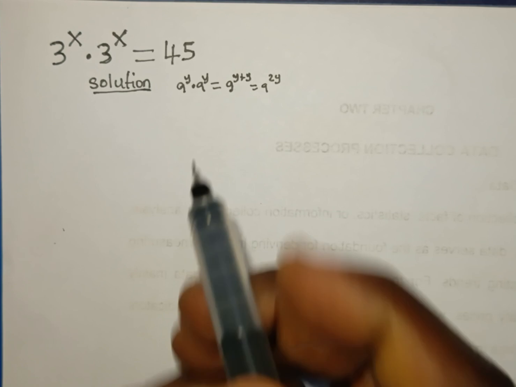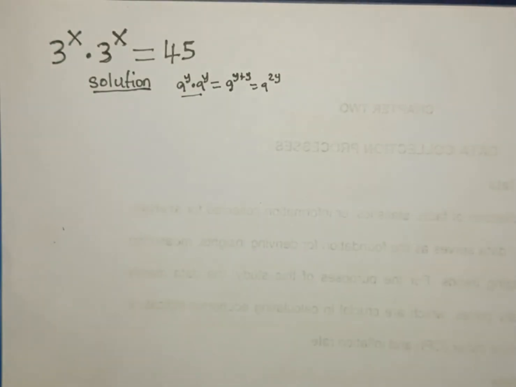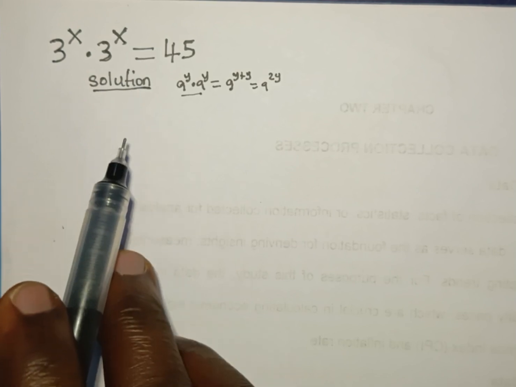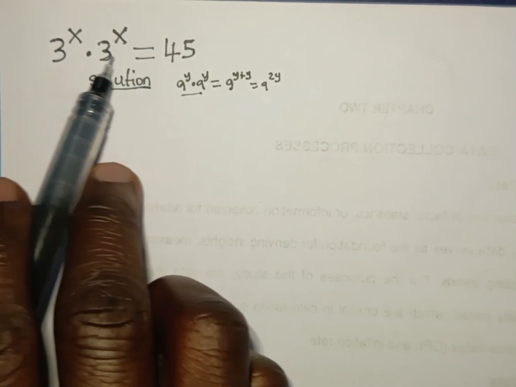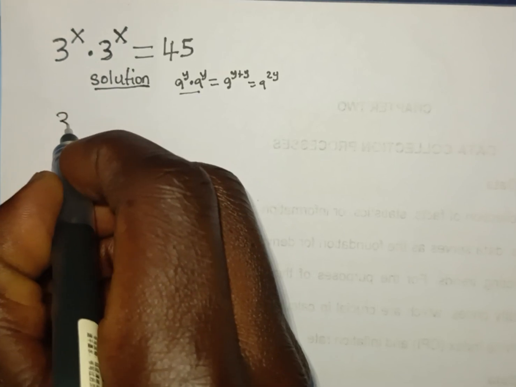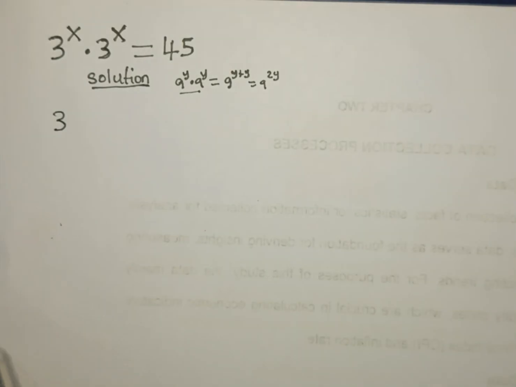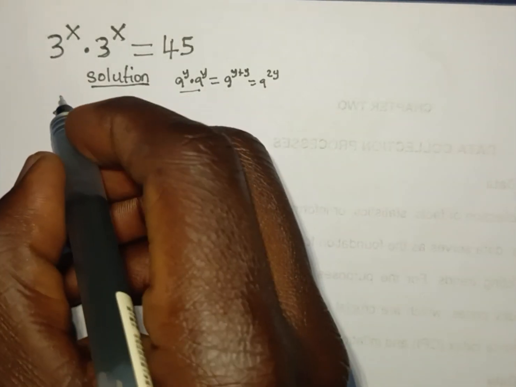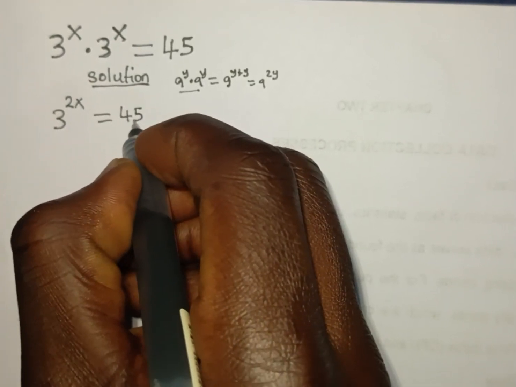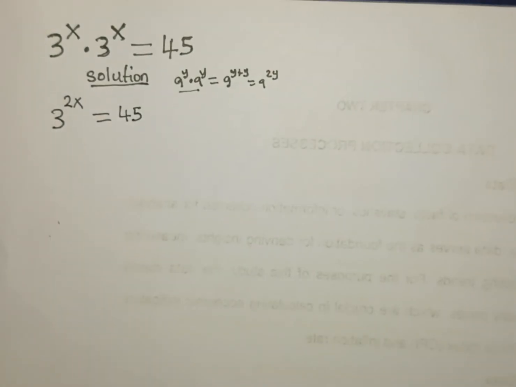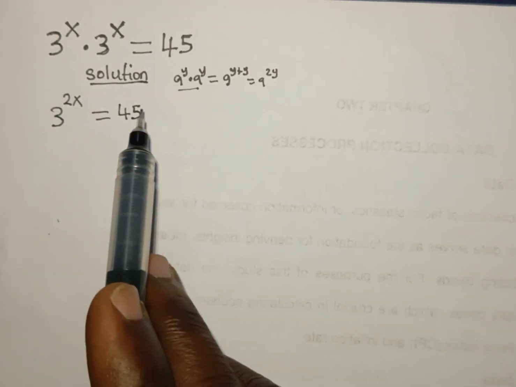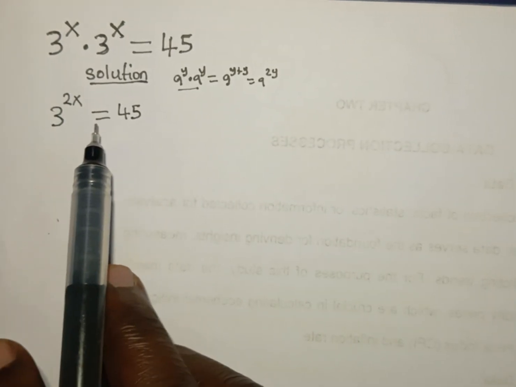So we're going to apply this property to the left hand side of this equation. So we have 3 to power x multiplied by 3 to the power of x. As you can see, the bases are the same, 3 and 3. So what do we do? We write one of the base, which is 3, then we add the exponent. x plus x is going to give us 2x, which is going to be equal to 45. The next thing we're going to do is to compare the base. If you look at the left hand side, the base is 3 and here we have 45. So there's no way we can balance the base.